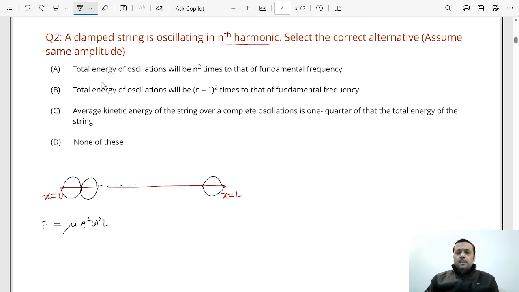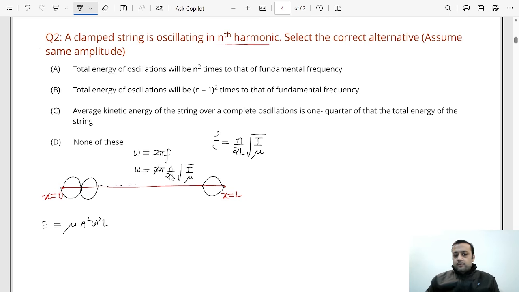Now we have to talk about the proportionality between energy and n. Now remember what is n. n is the harmonic number. Now look, omega is what? Omega is the angular frequency, which means it will be 2 pi into frequency. And if you recall, frequency in the nth harmonic is given by n by 2L into root of T by mu. So if I put the value of frequency here, omega becomes 2 pi into n by 2L into root of T by mu.